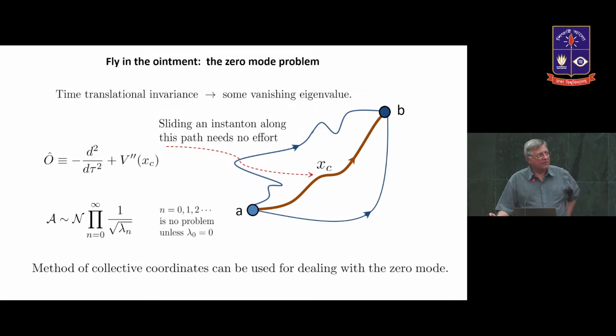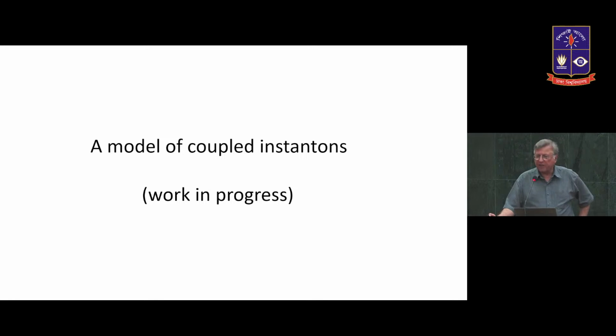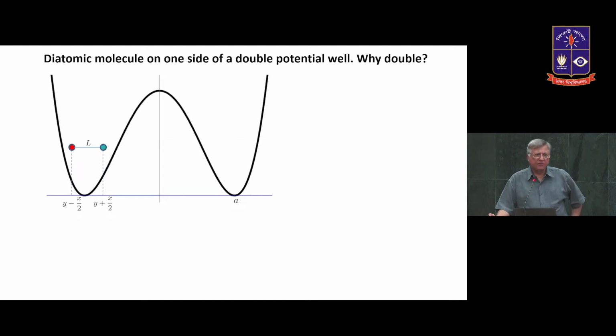Okay, now since I'm late, I am going to tell you about the model that I think is useful and which I'm working on and which hopefully will be completed in a couple of weeks. So imagine that you have not a point, but an extended object. For example, a diatomic molecule in a double well potential like this. What's the amplitude that it will go across?